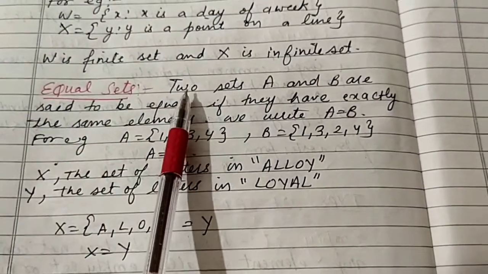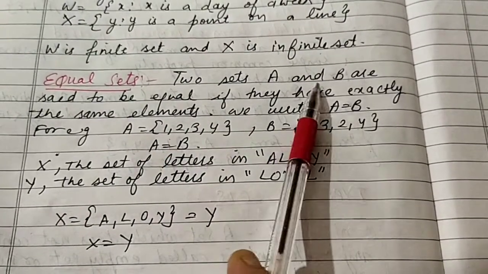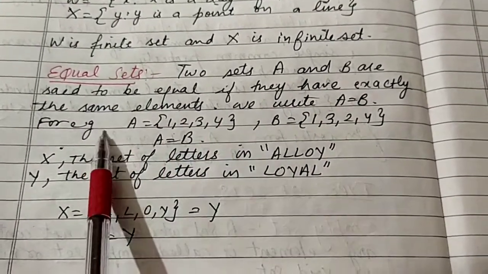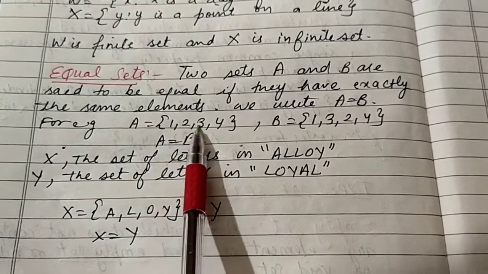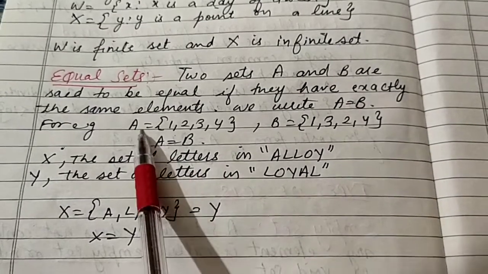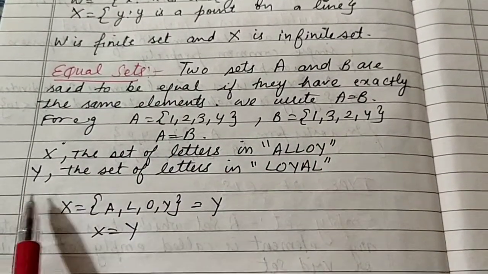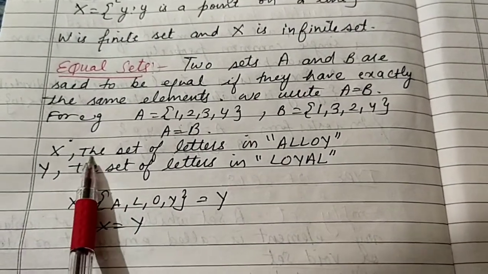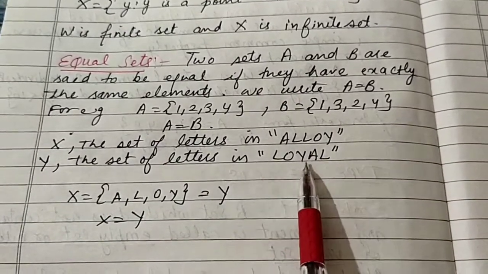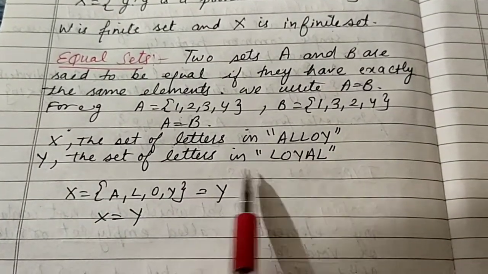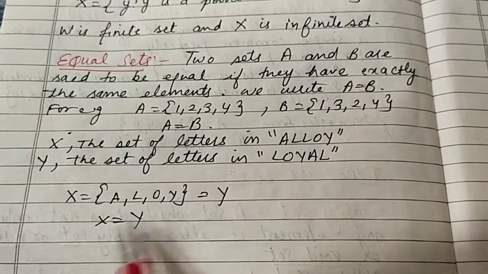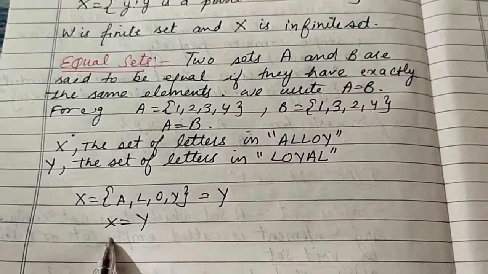Equal sets. Two sets A and B are said to be equal if they have exactly the same elements. For example, A has 4 elements 1, 2, 3, 4 and B has again 4 elements 1, 3, 2, 4. So A is equal to B because both have the same elements. Another example, X the set of the letters in the word alloy, Y the set of the letters in the word loyal. When you write these sets in roster form, you will get X = {A, L, O, Y}. This is the same as Y, so X is equal to Y. These are the examples of equal sets.